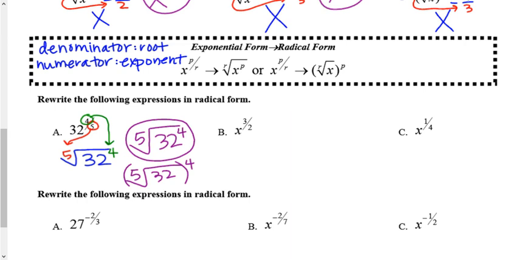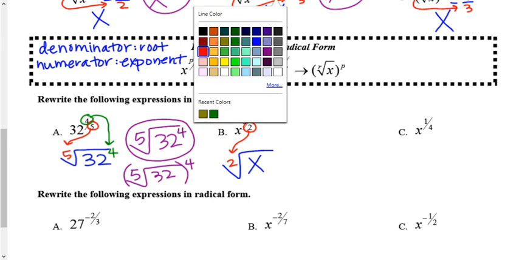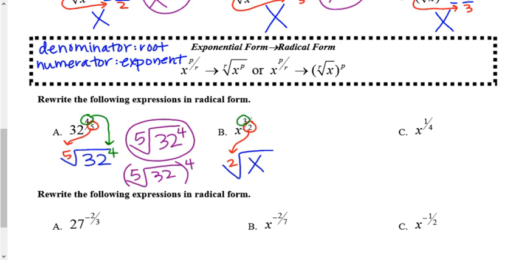Alright, let's do B. I'm going to start by writing my base, which is x. And I'll write a radical symbol. I'm not sure what the root's going to be yet. That's going to be a square root. Now you can write the number 2 if you want. You don't have to, because we know that if there's no number, then it's a square root. And then my numerator, which is 3, becomes the exponent of my x. So now I have the square root of x cubed.